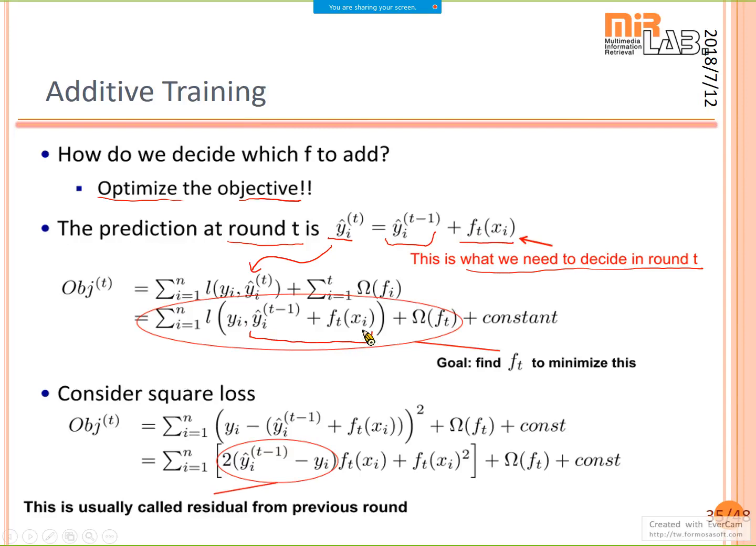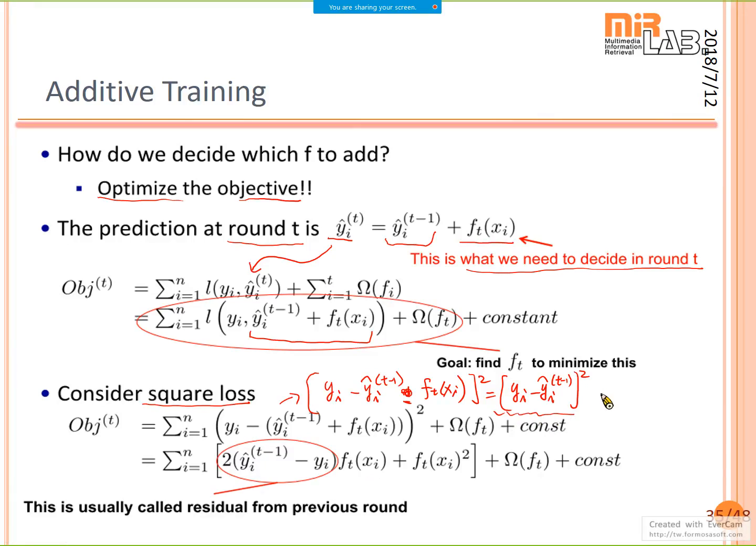And then if it's a square loss, then it's pretty simple, because this part can be written as yi minus (yi hat t minus 1 plus ft of xi). Sorry, this should be a minus. And take it to the square. So it's equal to (yi minus yi hat t minus 1) squared. So actually this is a constant, so we can eliminate this guy.